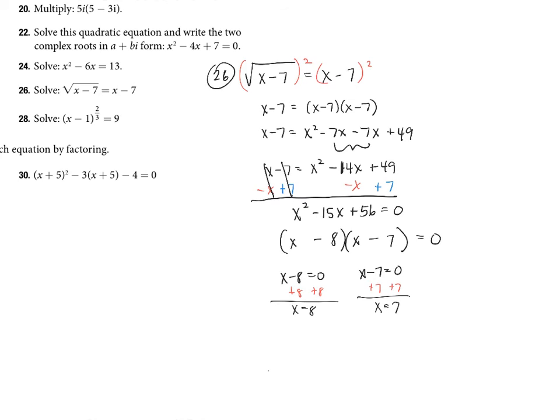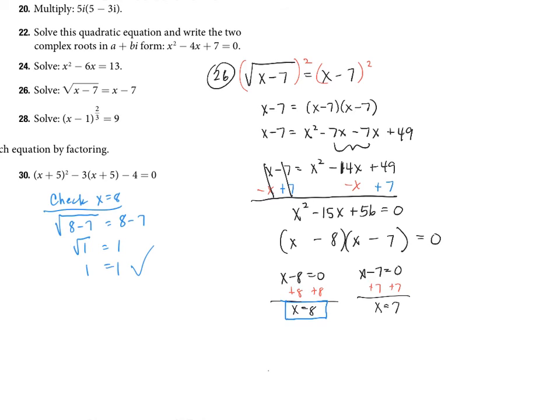So we're going to check. First I'm going to check x equals 8. We're going to plug it into the original. So we have the square root of 8 minus 7 equals 8 minus 7. So that's the square root of 1. The square root of 1 is 1. 8 minus 7 is 1. That checks. So this is a solution.